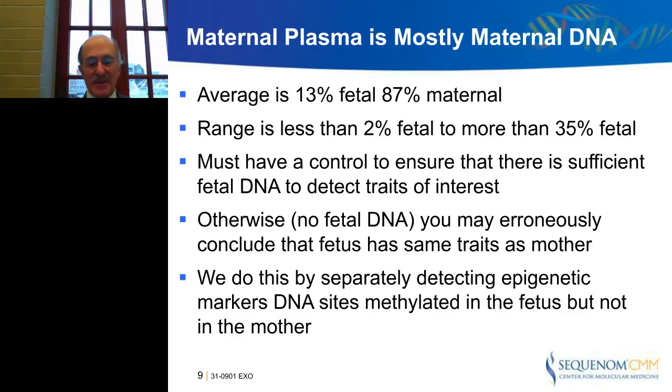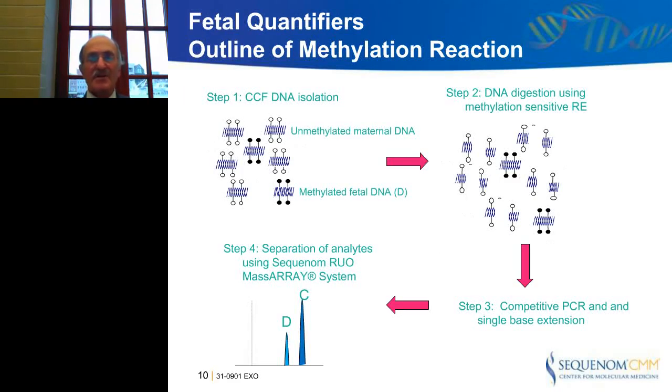And for those fetuses, we currently use epigenetics. So we searched the whole genome and found sites which consistently are methylated in the fetus and unmethylated in the mother. These are imprinted genes which are silenced during fetal development by methylation. And we looked for sites that had that property, and in addition, they fell in sequences that are recognized by restriction enzymes that are inhibited by methylation.